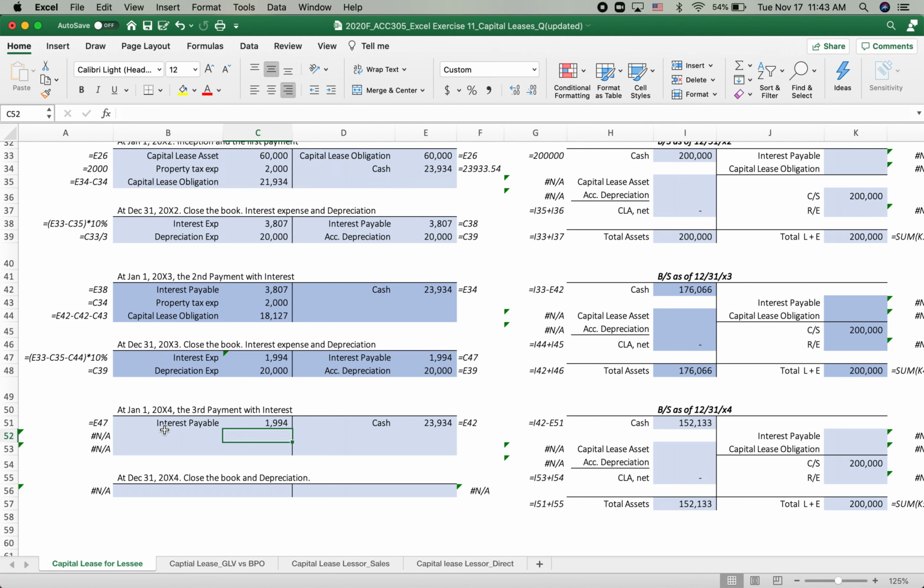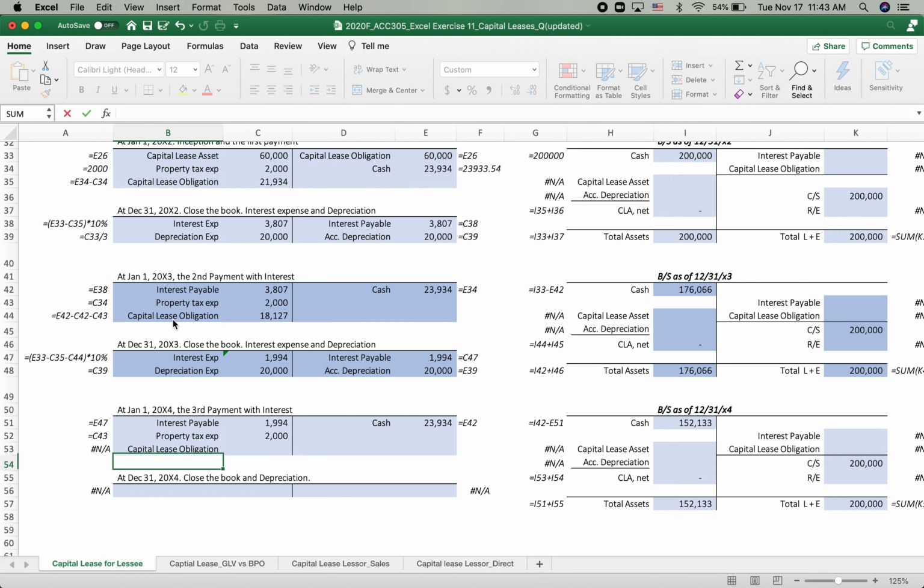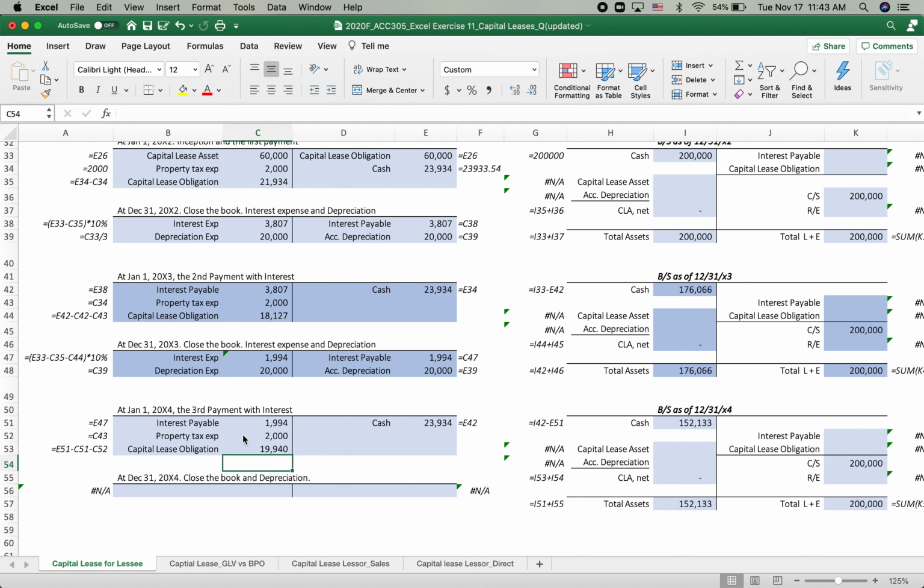This interest payable, and then this 23,934 is including property tax. How much? Right, 2,000. And then capital lease obligation. The principal amount is actually reduced by 19,940. As you can see, it has been increased because we paid the capital lease obligation.